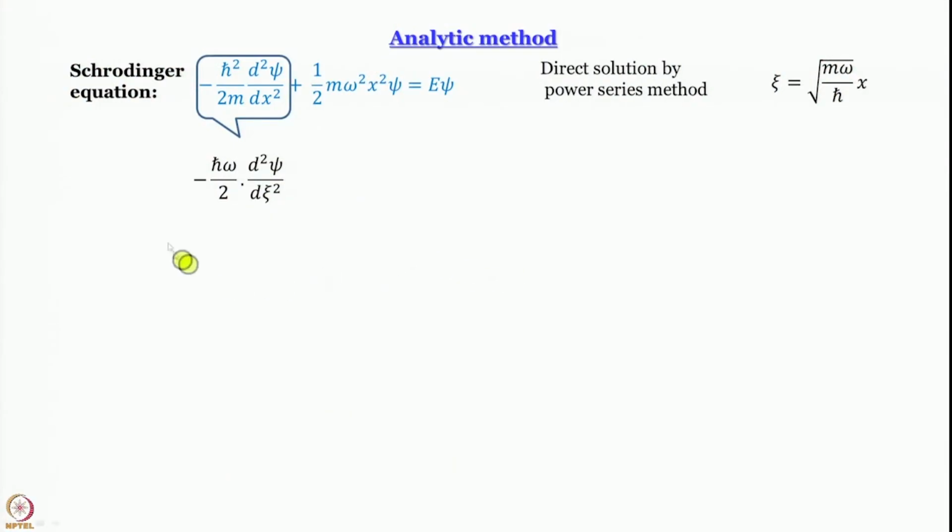Using that, we are going to transform the kinetic energy term and obtain minus h cross omega by 2, d2 psi d xi 2. Most of you might be able to work this out by yourself, but as promised we will go through this step by step.